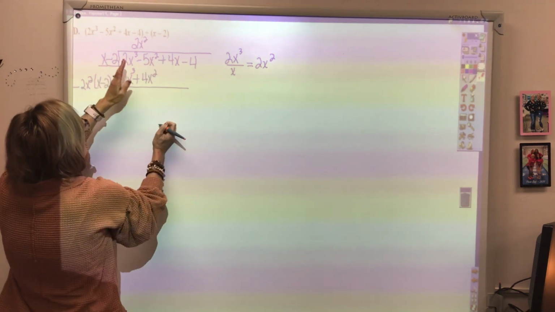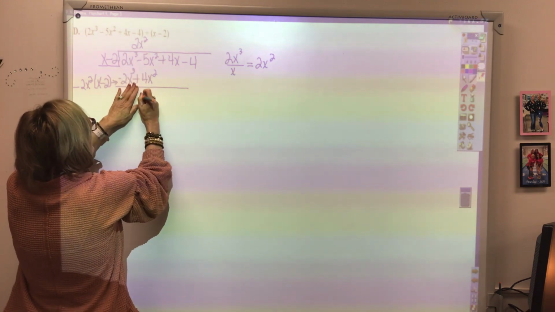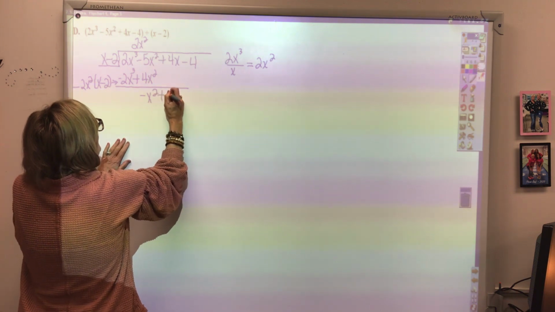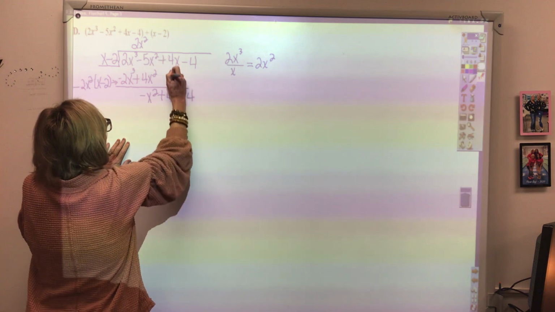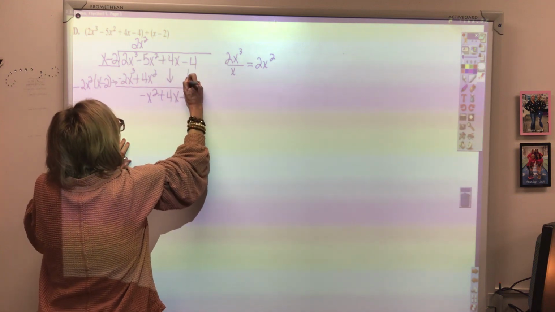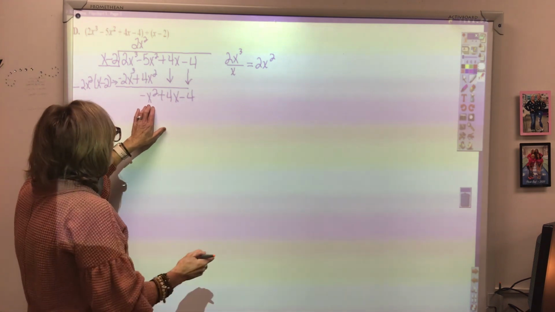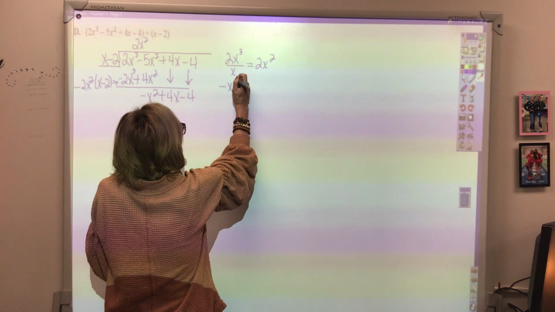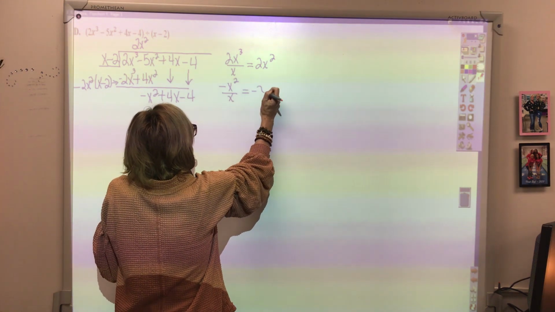So when we simplify, the 2x cubed cancel each other. We'll have a negative x squared. Bring down the rest, plus 4x minus 4. So we just draw arrows to remind you to bring down the rest. Now we're going to take negative x squared and divide it by x. Negative x squared divided by x is negative x.